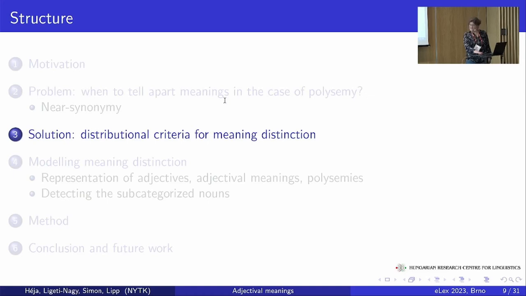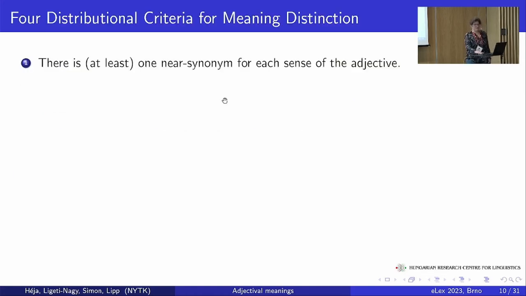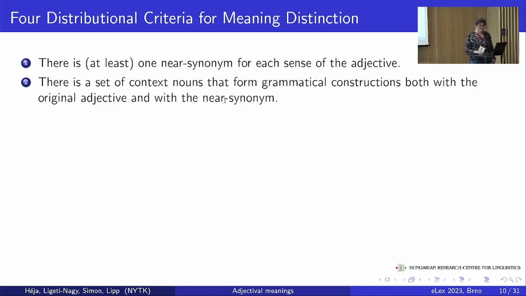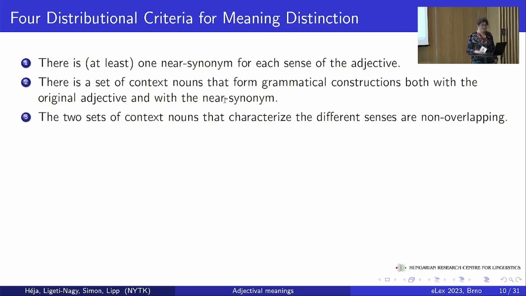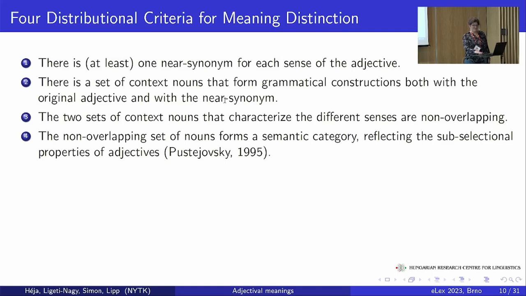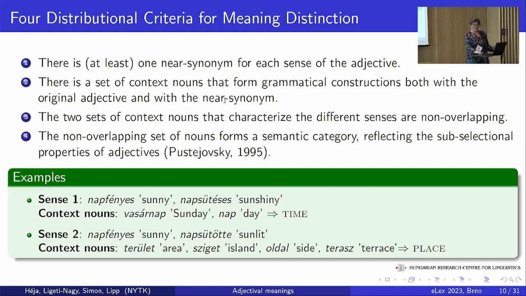So now the distributional criteria for meaning distinction. First, there is at least one near synonym for each sense of the adjective. Second, there is a set of context nouns that form grammatical constructions both with the original adjective and with the near synonym. Third, the two sets of context nouns that characterize the different senses are non-overlapping. And finally, the non-overlapping set of nouns forms a semantic category reflecting the subselectional properties of the adjectives in the sense of Pustejovsky, for example. So here's an example. These are automatically extracted senses from corpora.